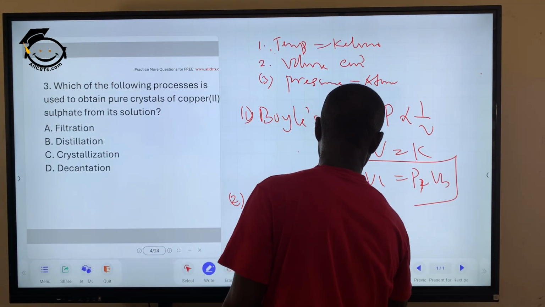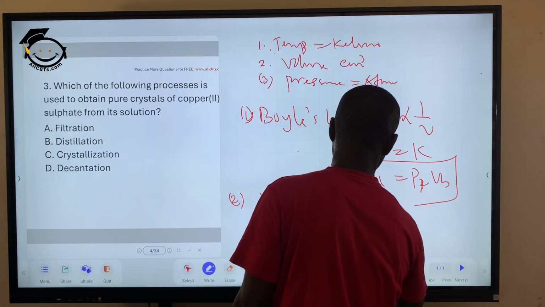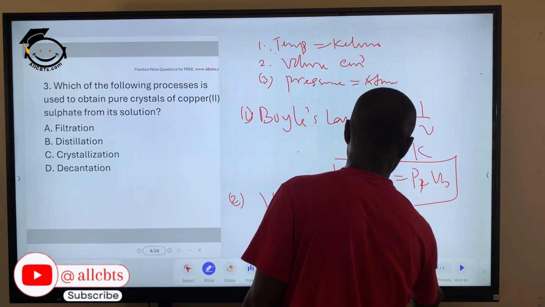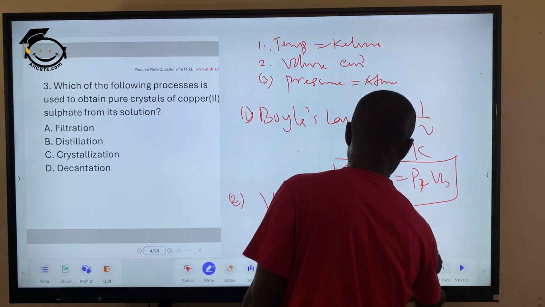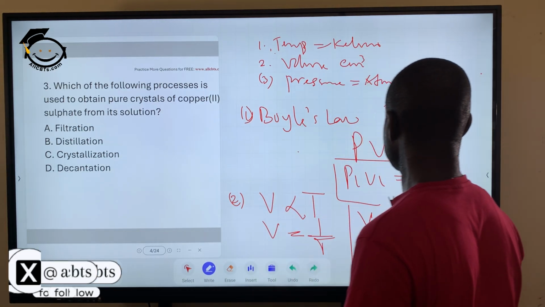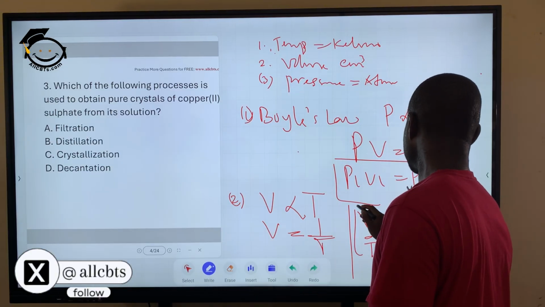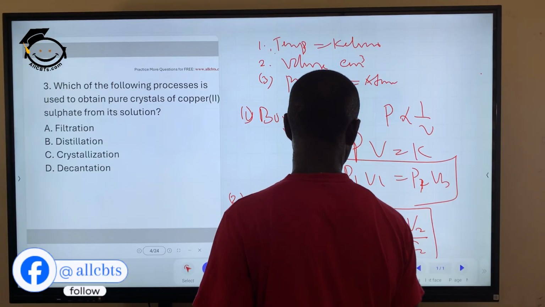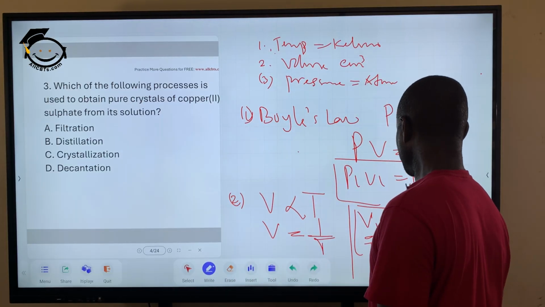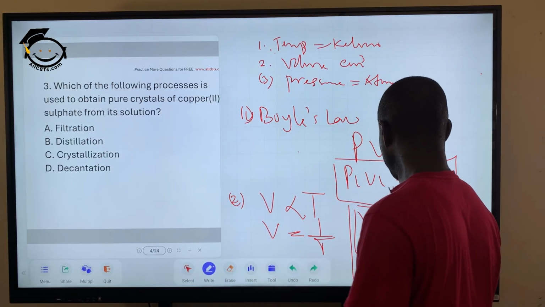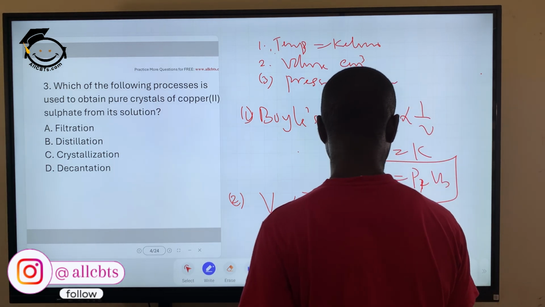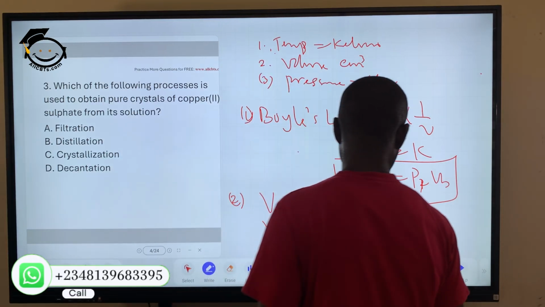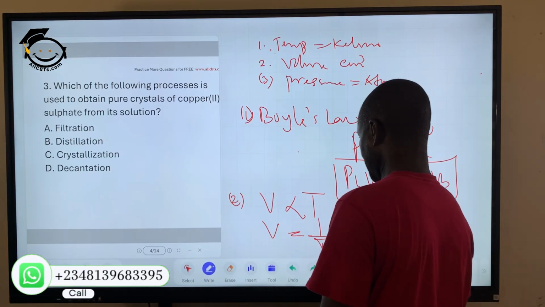So V1 over T1 equals V2 over T2, giving us Charles' law equation. So remember this: V1 is the initial volume, V2 the final volume, T1 in Kelvin the initial temperature, while T2 the final temperature. Let's go ahead.